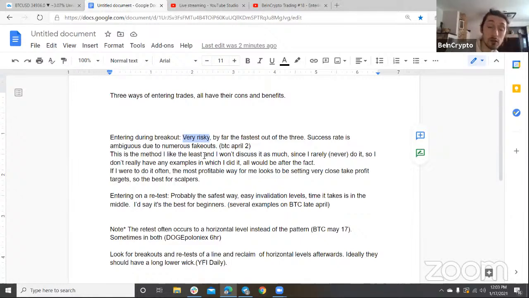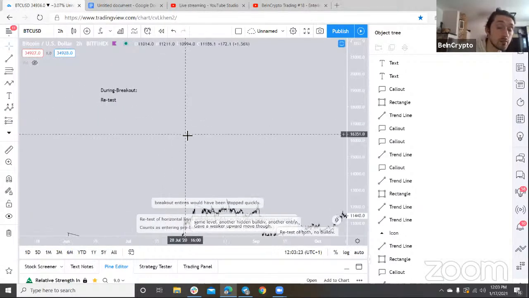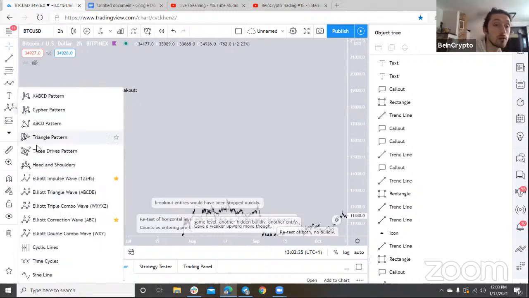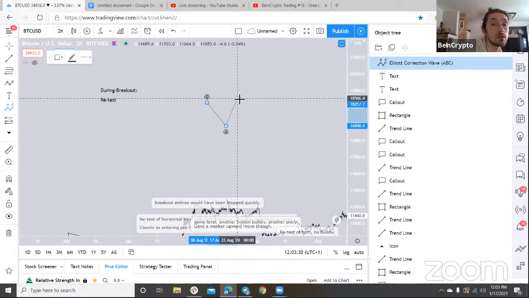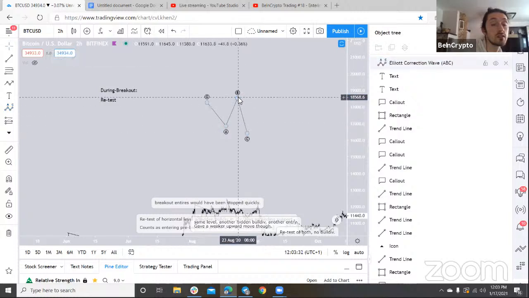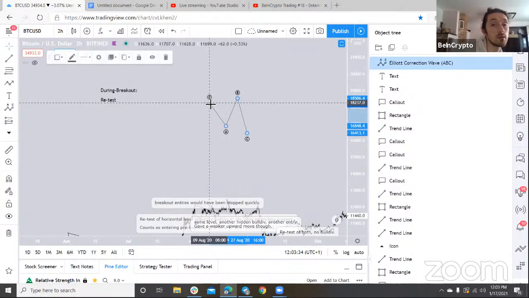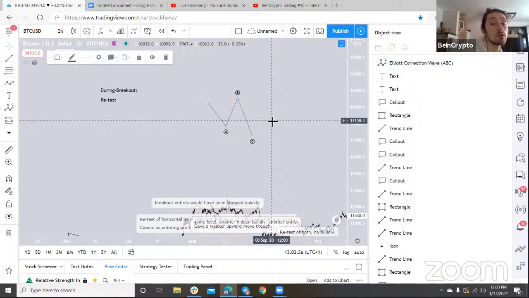Happens a lot in irregular flats. Again, that's in the previous webinar. So when you have something like this, you have an ABC, but the B wave goes just slightly above the top of the original A wave.